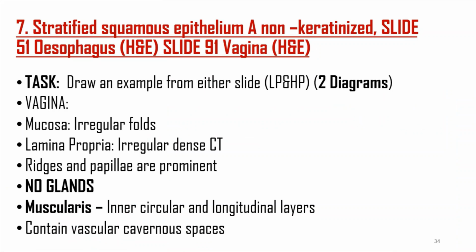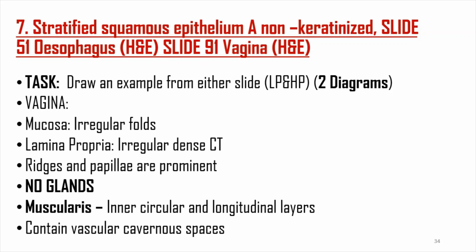Let's move on to stratified squamous epithelia, which can either be keratinized or non-keratinized. Keratinized stratified squamous epithelia is found on the skin, and non-keratinized is found in the esophagus and in the vagina.